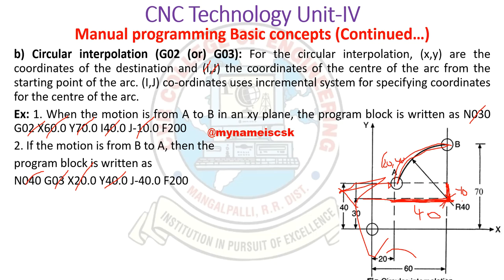Then we have to know the ijk. There is no difference in the x-axis, the x-axis is at the same position, and the y-axis is at a distance of minus 40. So we take j as minus 40, and the feed rate comes as 200.